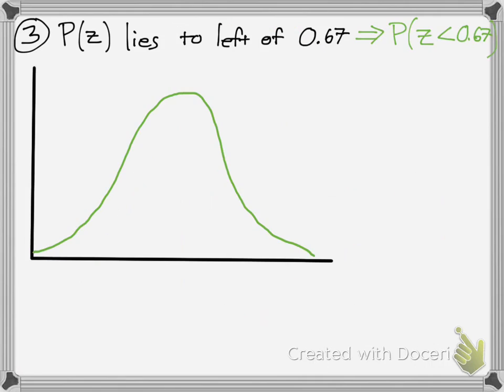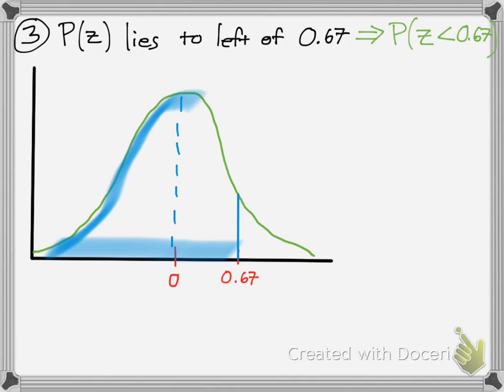Okay, so let's do another one. The probability of z lies to the left of 0.67. What I just did is I translated that to math terms. So lies to the left means less than 0.67. So if we have that set up here, what's that asking? Well, it's pretty much, like it says, everything to the left of 0.67, or everything that's less than that value. So we're looking for this entire area here.